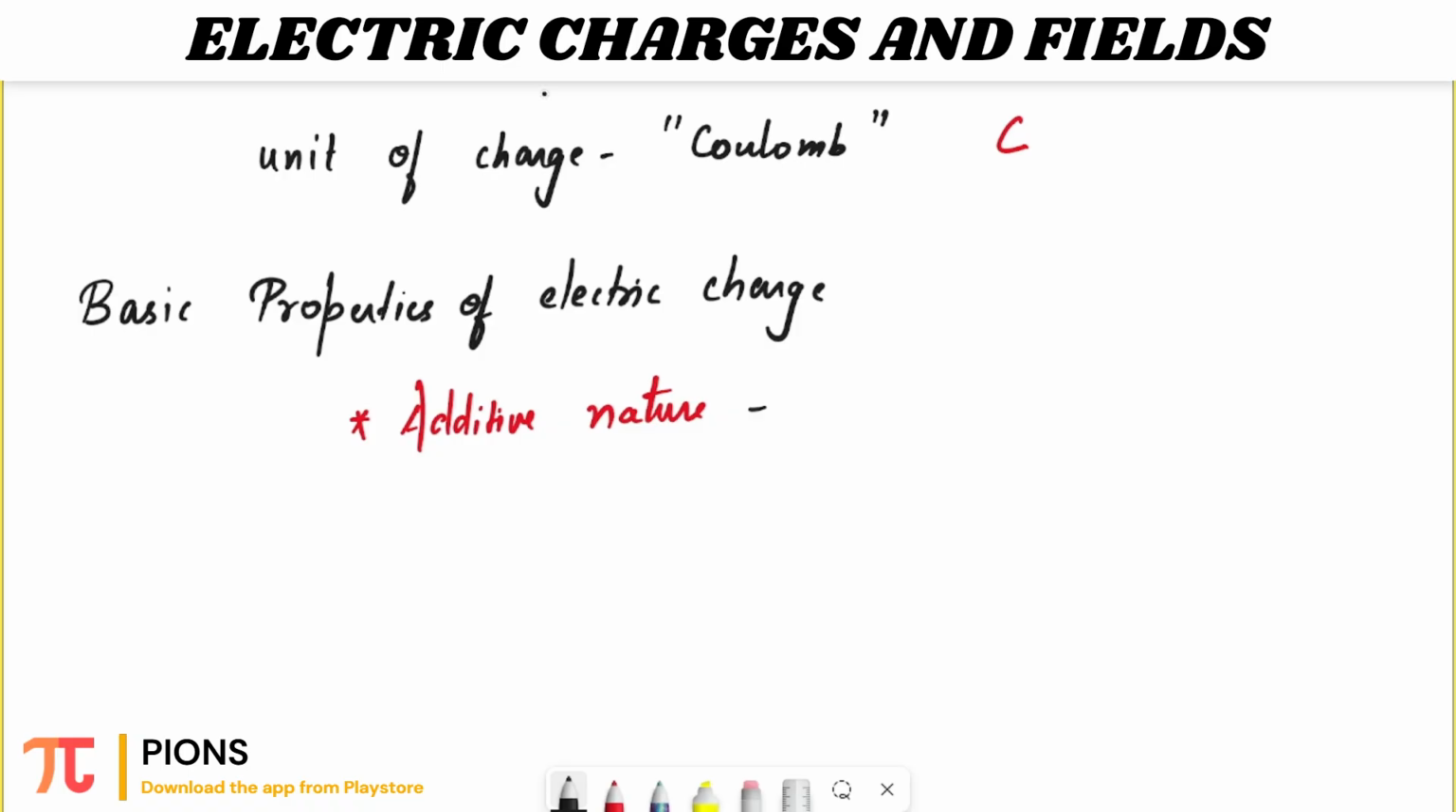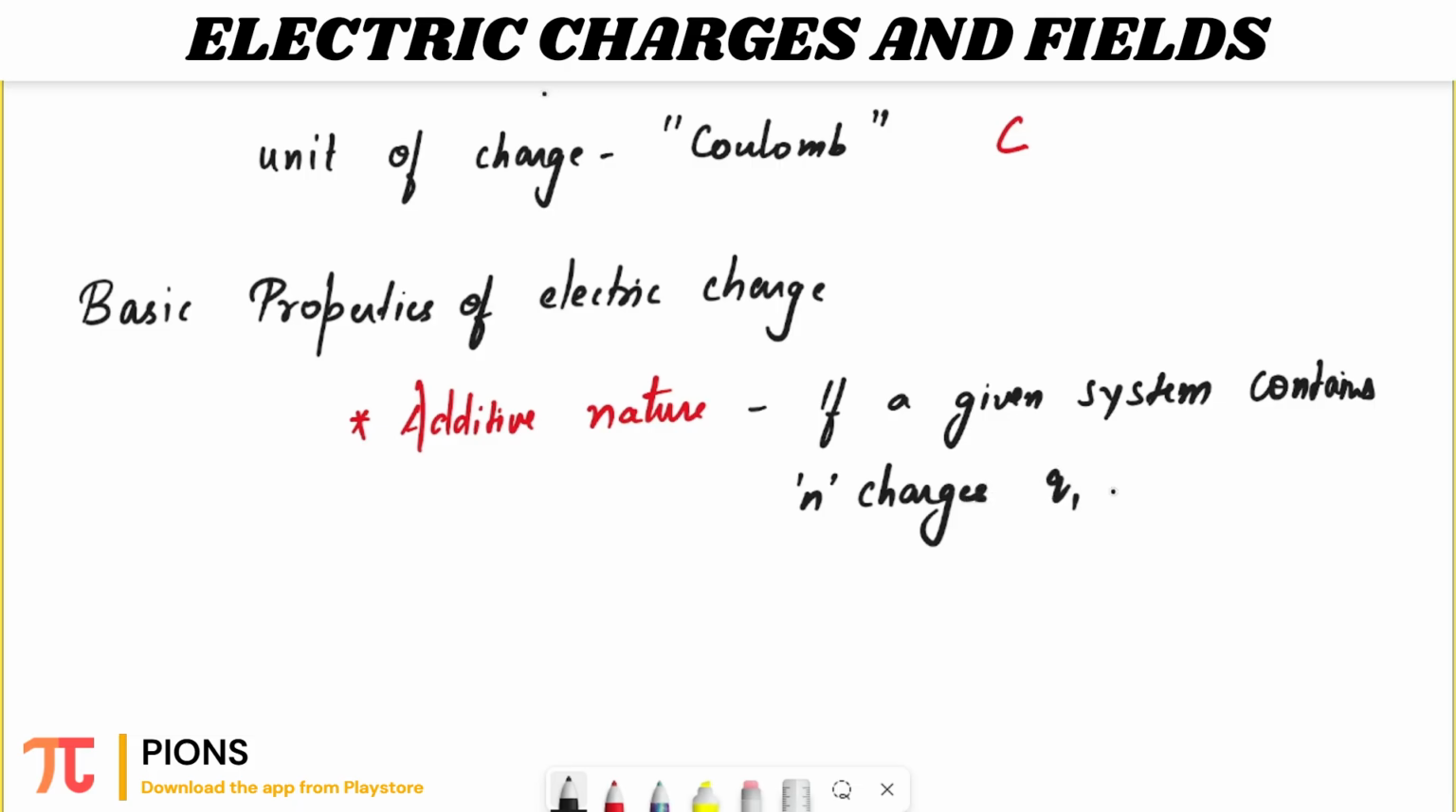So you can say that if a system, let me write it in a formal way, if a given system contains n charges, Q1, Q2, Q3, so on till Qn, then the total charge of the system.